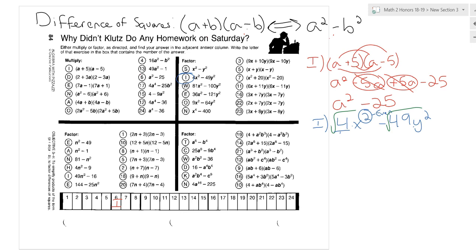The square root of 4x squared is 2x, and the square root of 49y squared is 7y. And you simply write it as minus, and then plus, or plus then minus, the order doesn't matter. But these have two different signs. So you have 2x plus 7y, 2x minus 7y. I guess they're doing plus first, so I will continue to do plus first. So 22 is letter I.